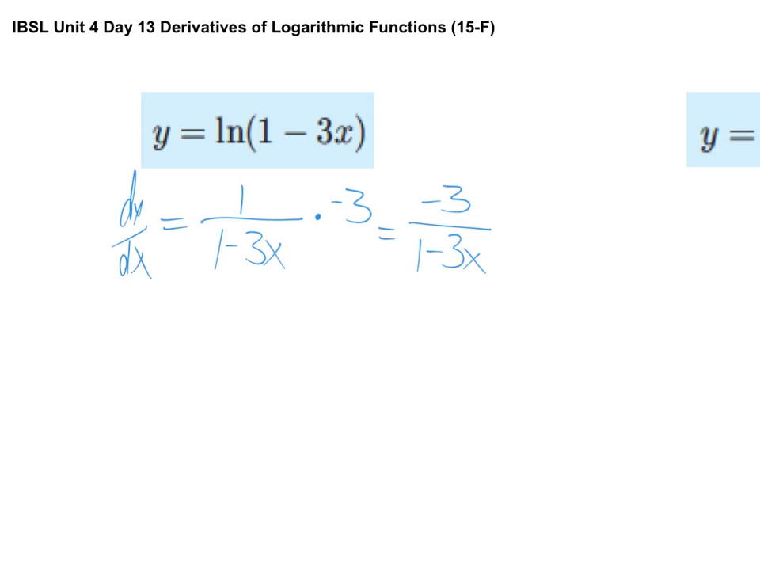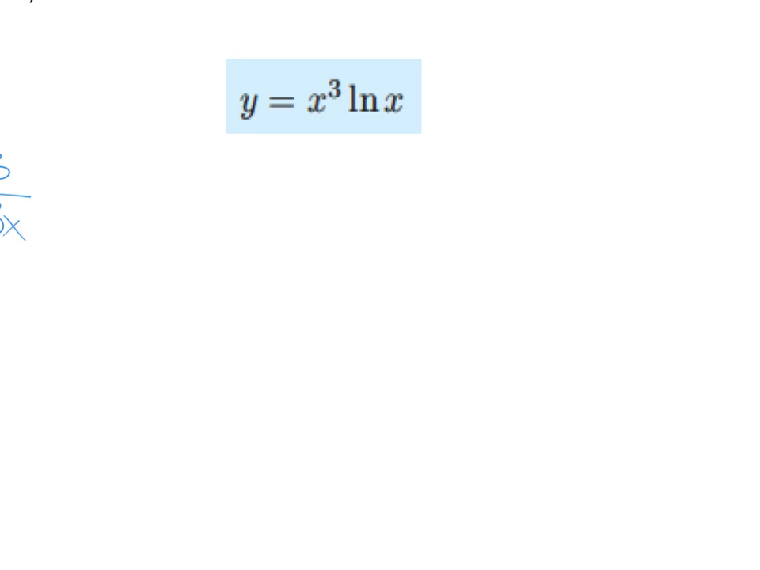Not yet. Let's try this one here. What are we going to need to use here? x cubed times ln of x. First the chain rule? No. Product rule. u is x cubed, so the derivative is 3x squared. v prime, if v is the ln of x, is 1 over x. There's our 1 over x.